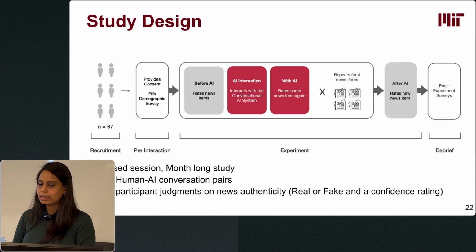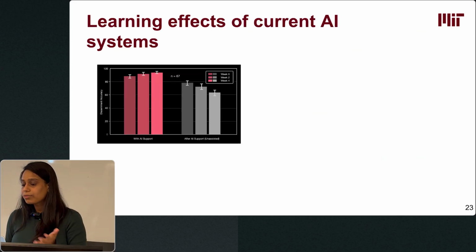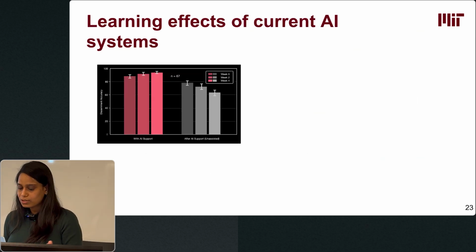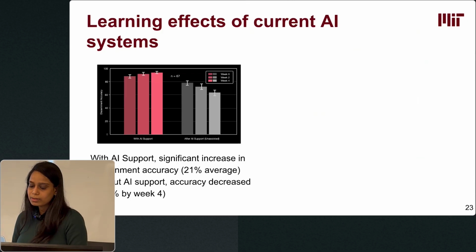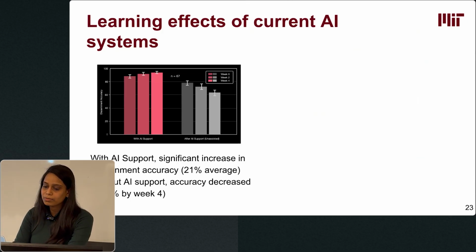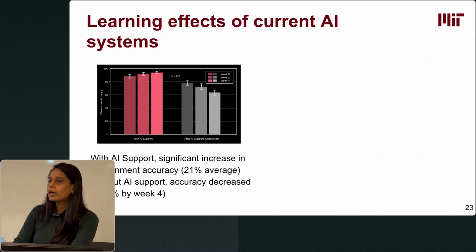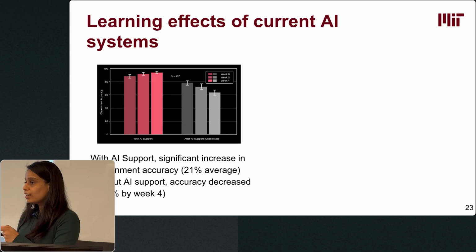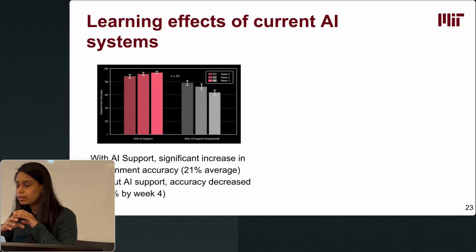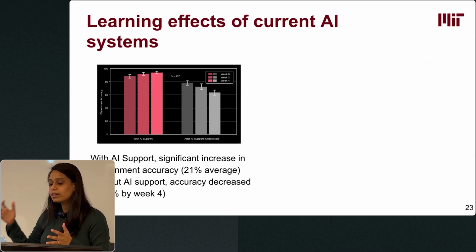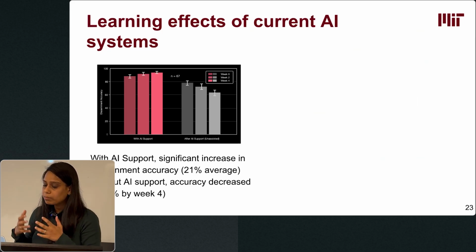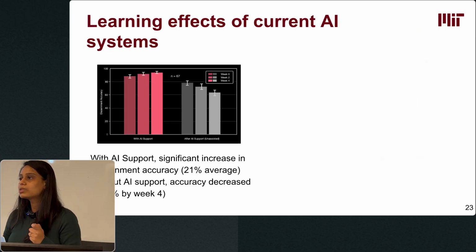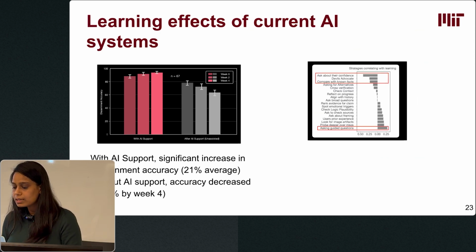judgments on news authenticity. So the learning effects of the current AI system, which is the main finding of this paper, is that with AI support, we saw a significant increase in discernment accuracy. Once you are interacting with the AI, you might feel that you are learning and your judgment would change. But when we did the month-long study, we saw that people's ability to discern between what's real and fake after a month decreased by 15.3%.